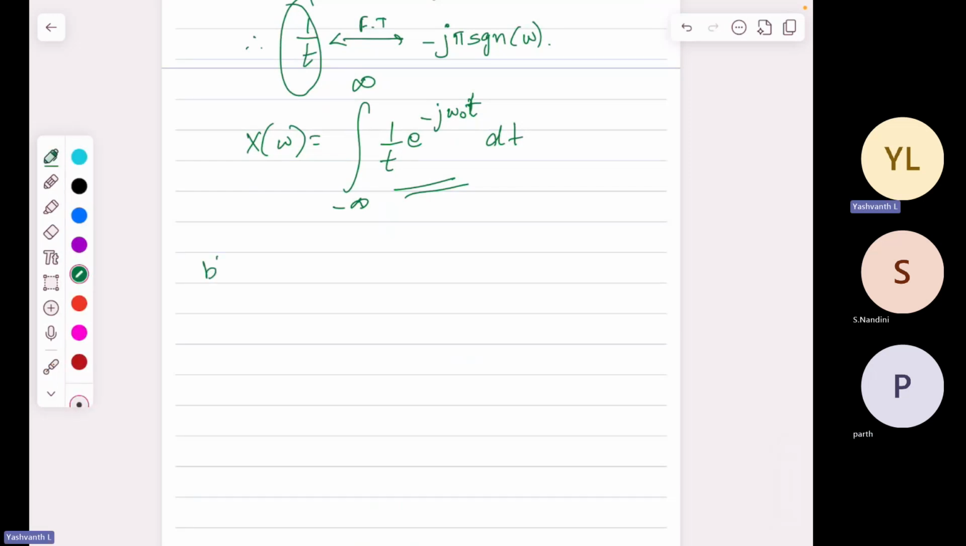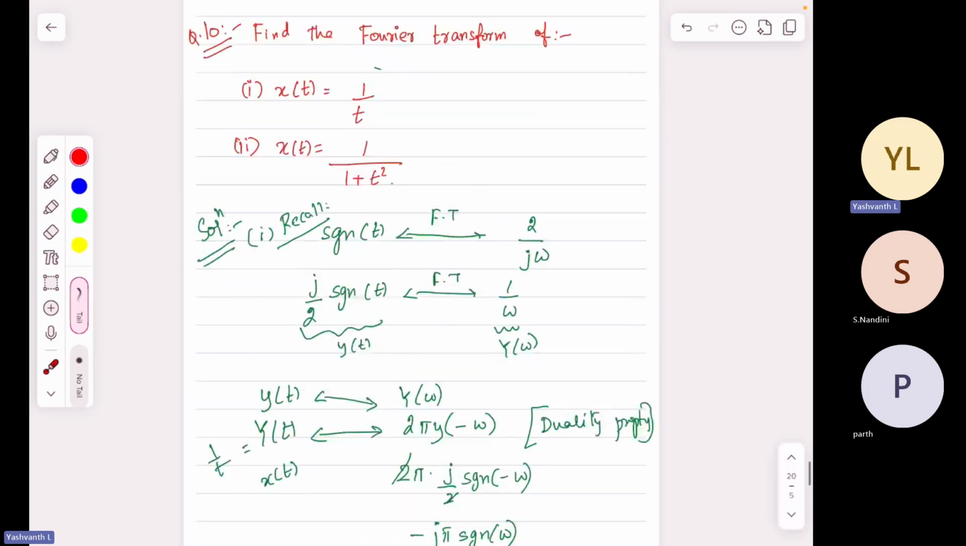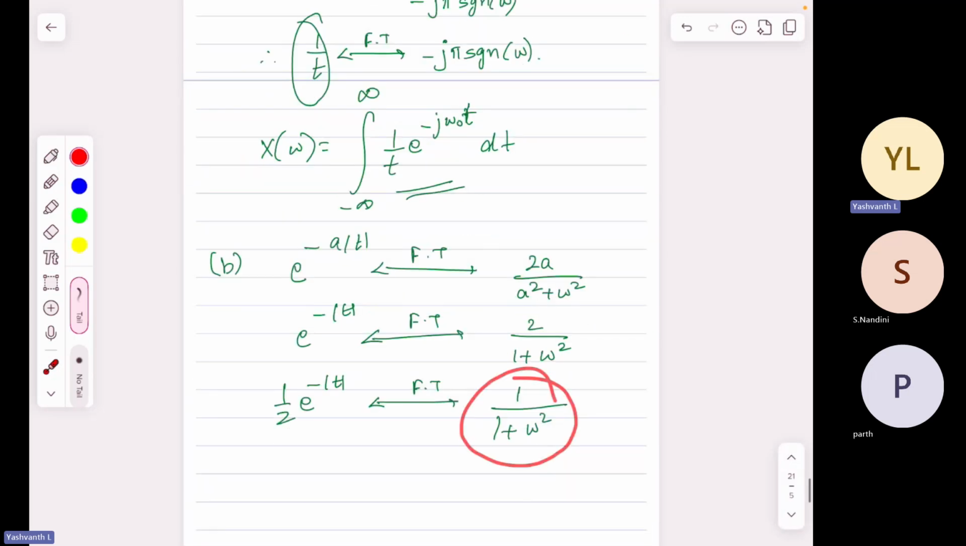What you should do, b part. Recall, the first one: e power minus a mod t has the Fourier transform 2a by a square plus omega square. Okay. Therefore, e power minus mod t will have the Fourier transform 2 by 1 plus omega square, or half into e power minus mod t will have the Fourier transform 1 by 1 plus omega square. That's all done. Now, this is 1 by 1 plus omega square, but I'm asking 1 by 1 plus t square. Exactly, duality property again.